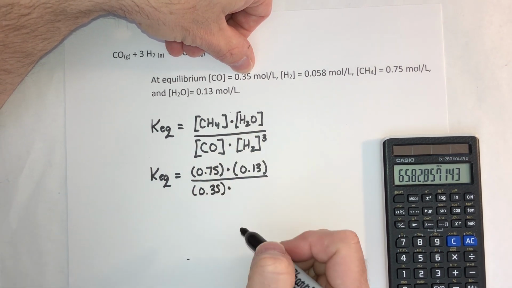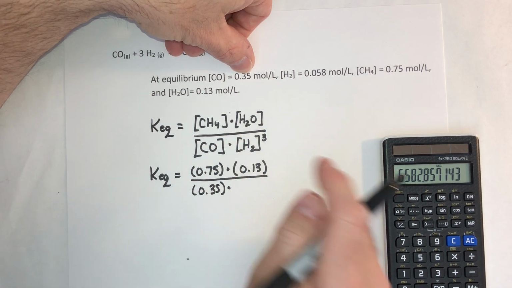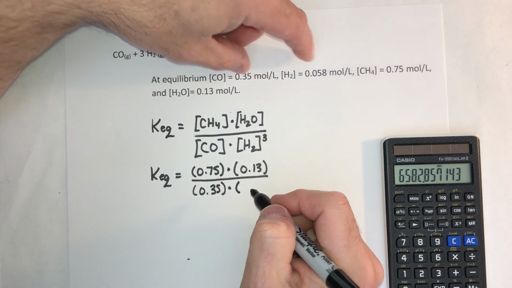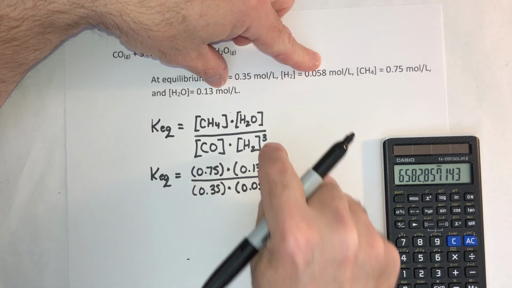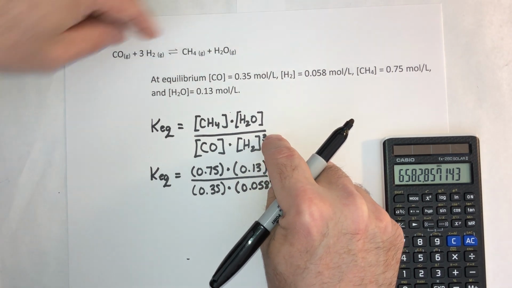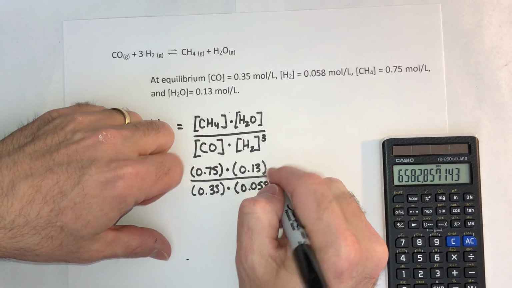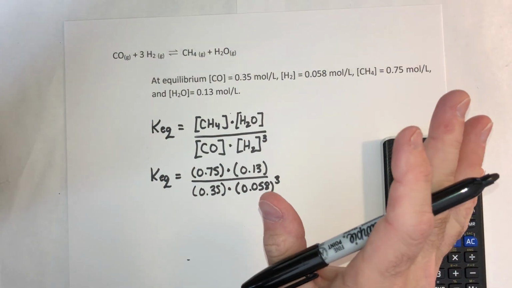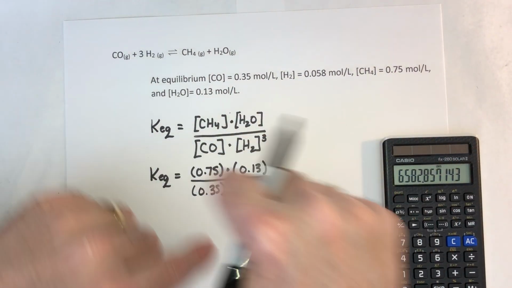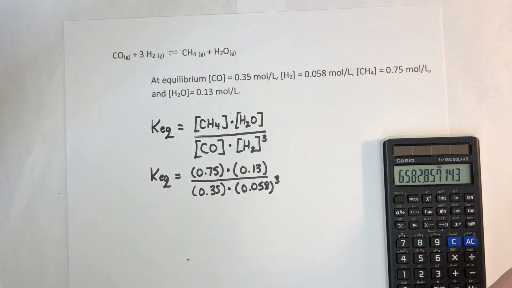Again, power of 1. And then it's the concentration of H2, and the concentration of H2 is 0.058. This one, though, has a 3, right? You had 3 of them, so it becomes cubed. Your first possible mistake in these is that you will put the concentrations in the wrong place. You just mistakenly put them in the wrong spot.